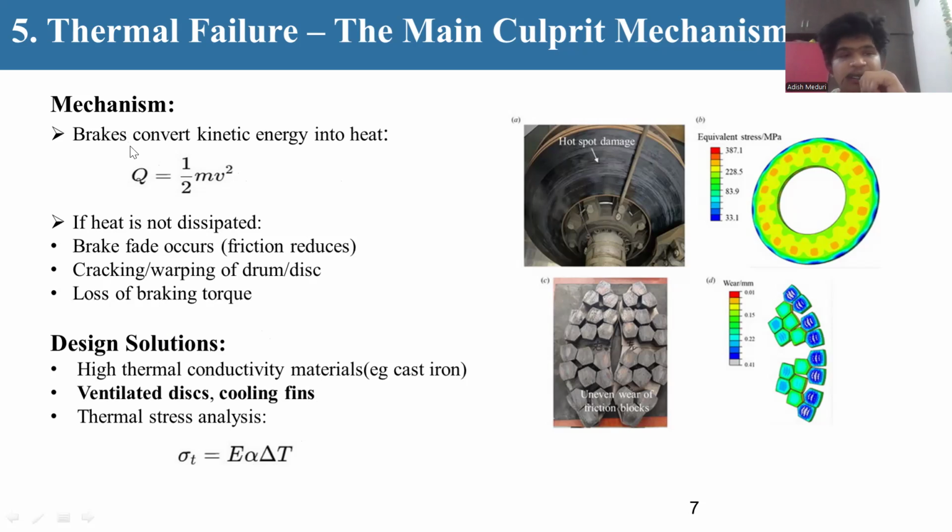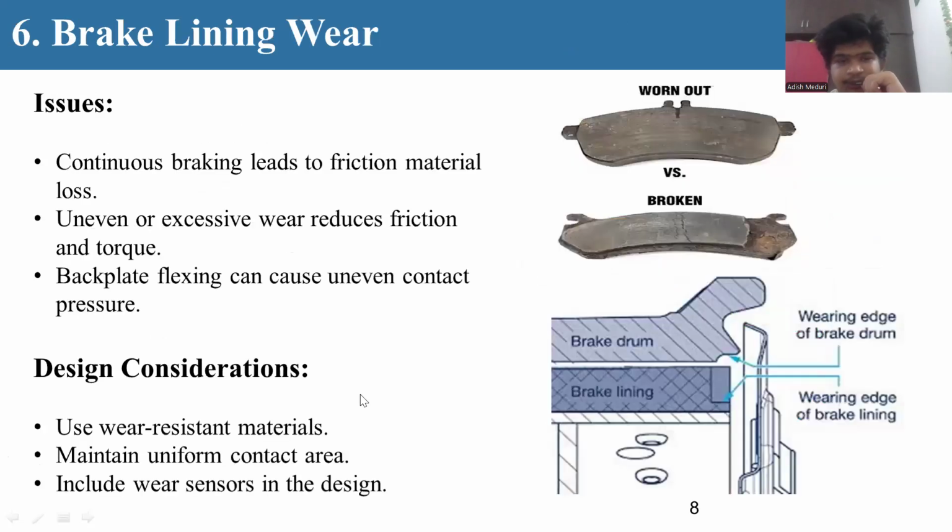Brakes convert kinetic energy into heat. If heat is not dissipated, brake fade occurs. Friction reduces, cracking, warping of the drum or disc, loss of braking torque. So the design solutions are high thermal conductivity materials like cast iron, ventilated discs or cooling fins, and thermal stress analysis, which should be EαΔT.